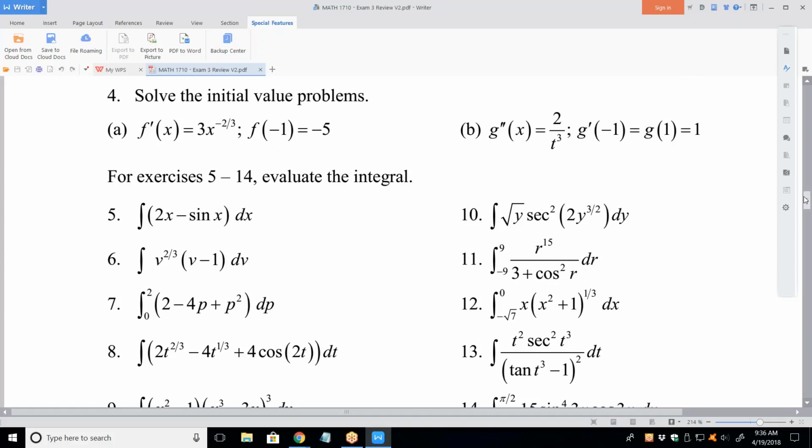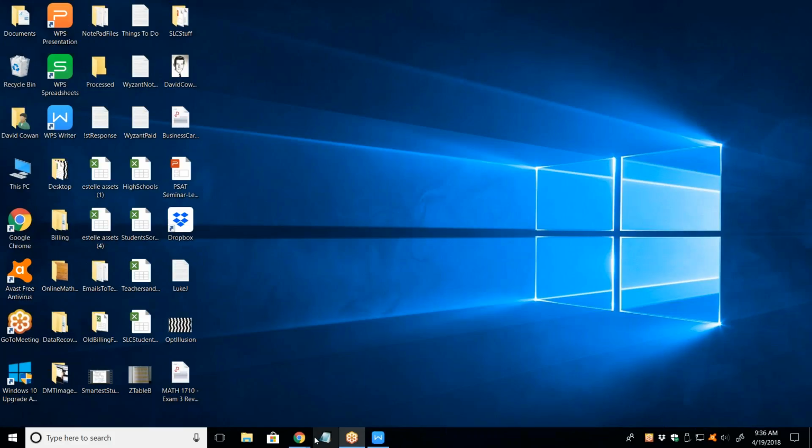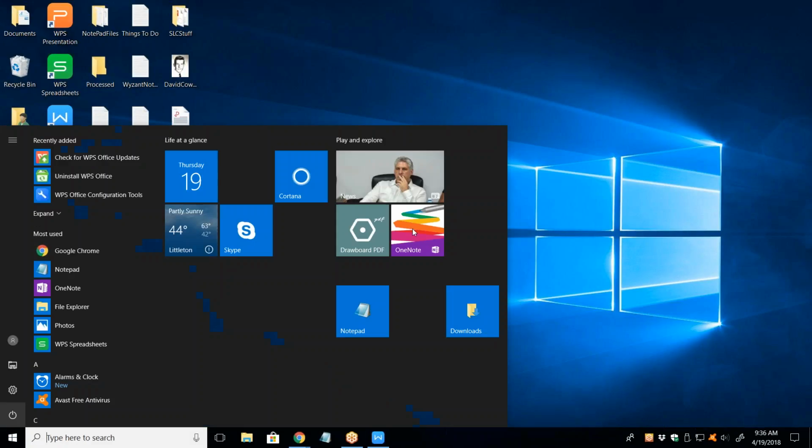B is just a harder version. Let's see, it's 2 over t cubed.